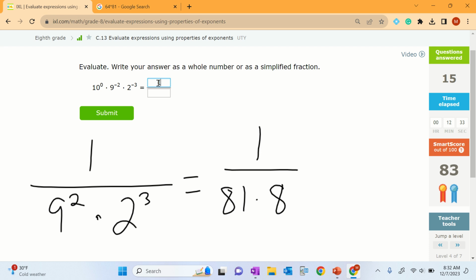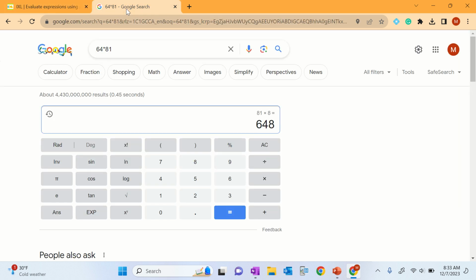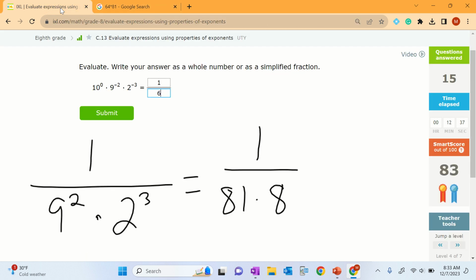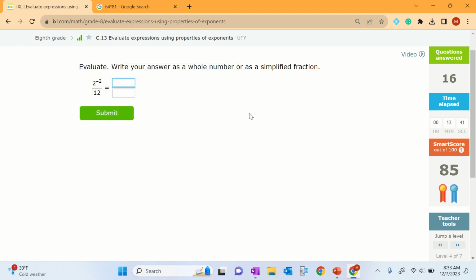So it's 1 over 648. A few more. We're going to get to 90 on this.